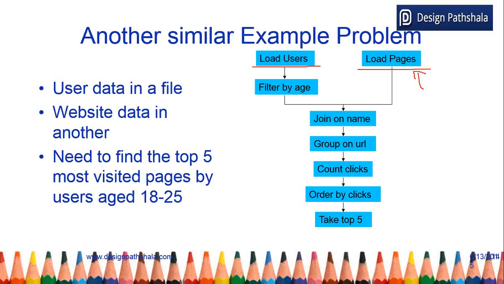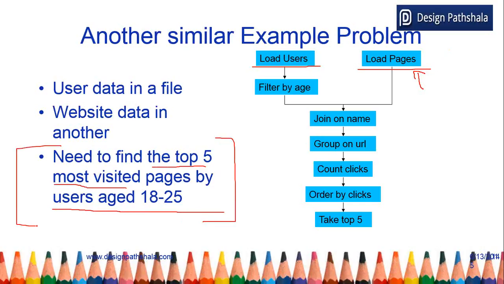For the simplicity of the problem, we'll only look at the attributes which are relevant to our problem statement. So the problem statement is we need to find out the top 5 most visited pages by users who are aged between 18 and 25. So I have to figure out the pages which are frequently visited by users in the age group of 18 to 25.